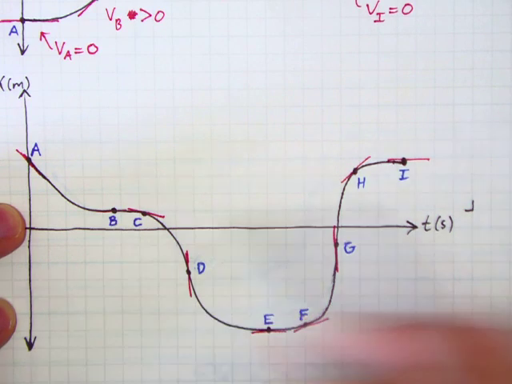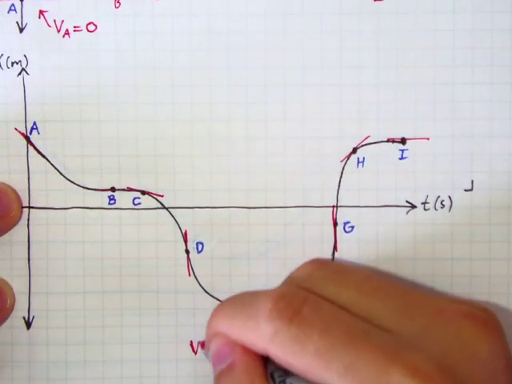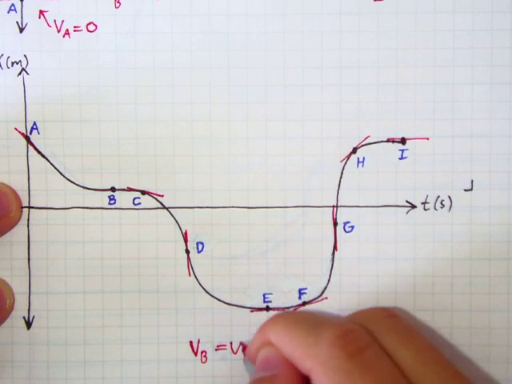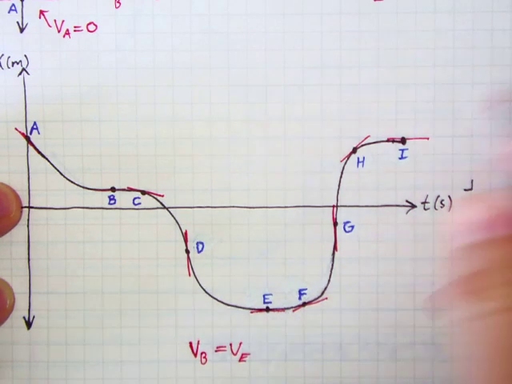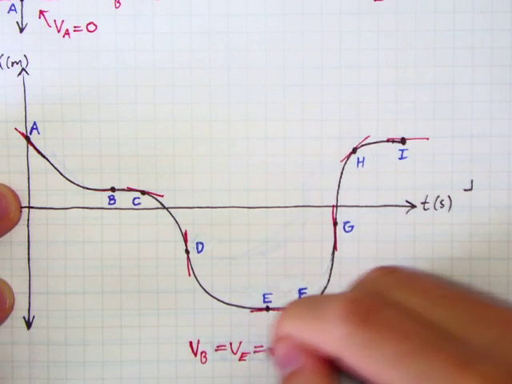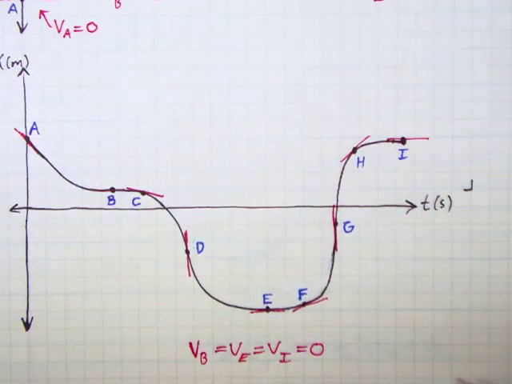So from looking at these slopes, we see that we do have some turning points. There's B, where the velocity is 0. And also event E, where the velocity is 0. And event I, at the very end, we come to rest right here. At all of those, our instantaneous velocity is 0.